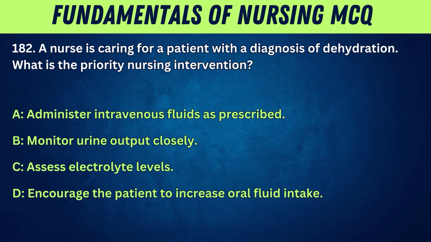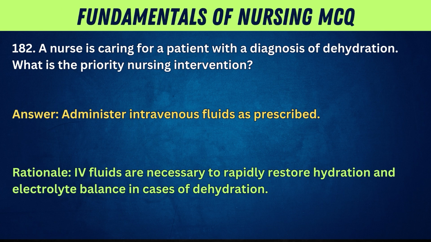182. A nurse is caring for a patient with a diagnosis of dehydration. What is the priority nursing intervention? A. Administer intravenous fluids as prescribed. B. Monitor urine output closely. C. Assess electrolyte levels. D. Encourage the patient to increase oral fluid intake. Answer. Administer intravenous fluids as prescribed. Rationale. IV fluids are necessary to rapidly restore hydration and electrolyte balance in cases of dehydration.